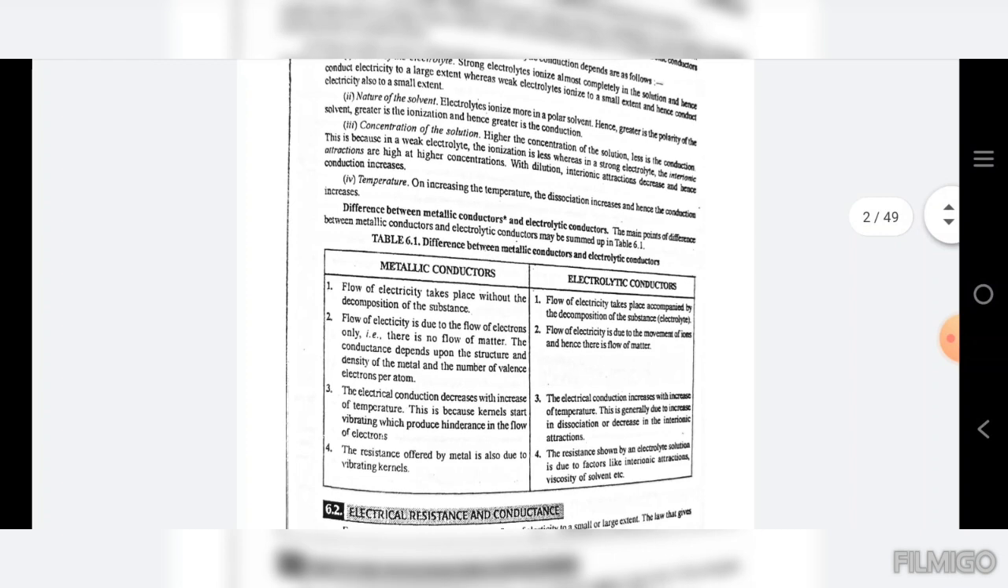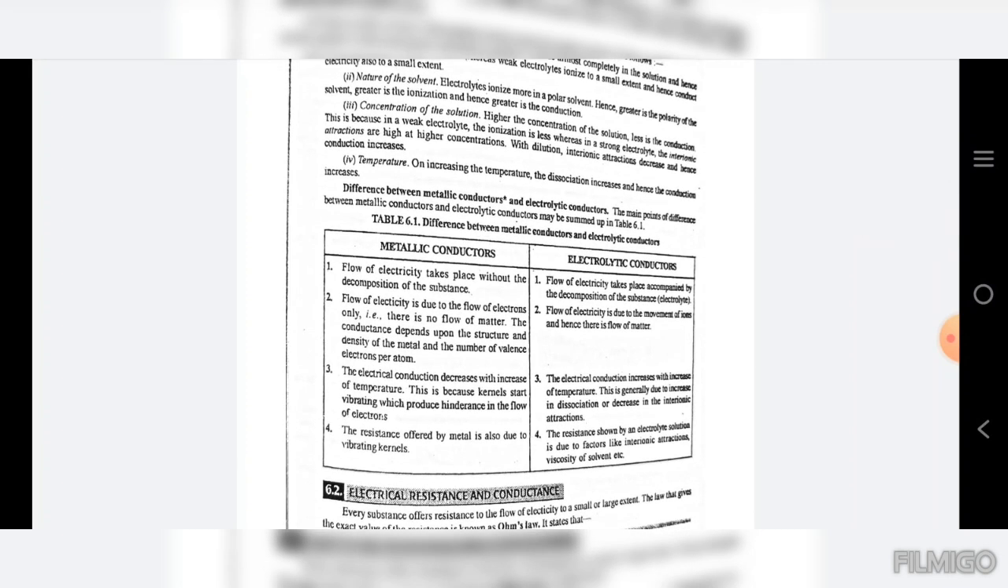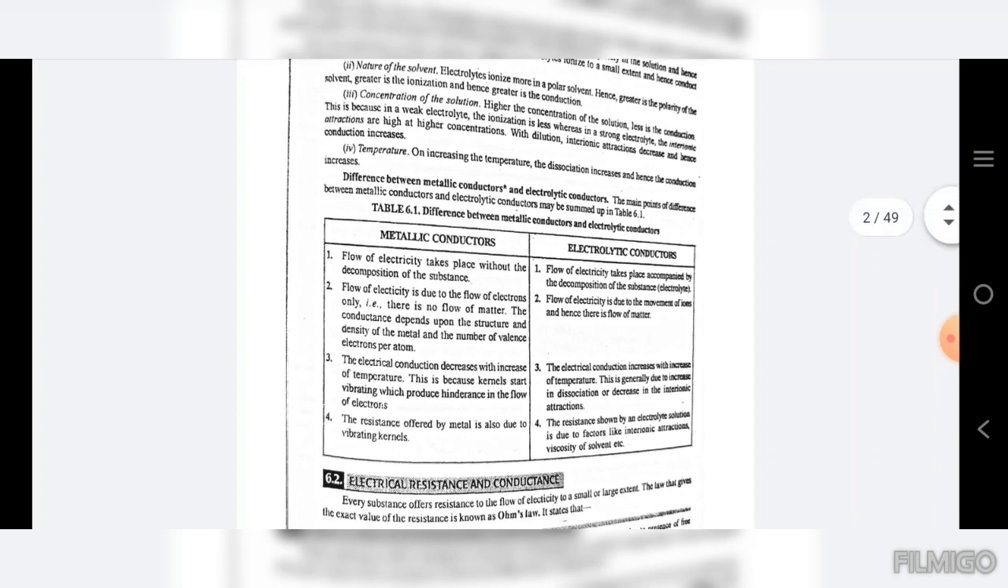Nature of the electrolyte. Strong electrolytes ionize almost completely in the solution and hence conduct electricity to a large extent, whereas weak electrolytes ionize to a small extent and hence conduct electricity also to a small extent. Nature of the solvent. Electrolytes ionize more in a polar solvent, hence greater the polarity of the solvent, greater is the ionization and hence greater is the conduction.